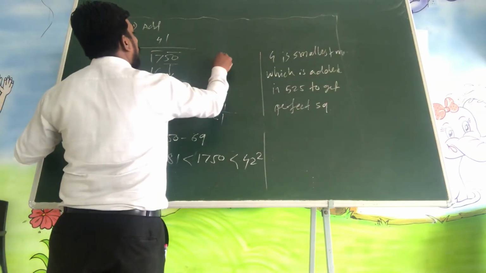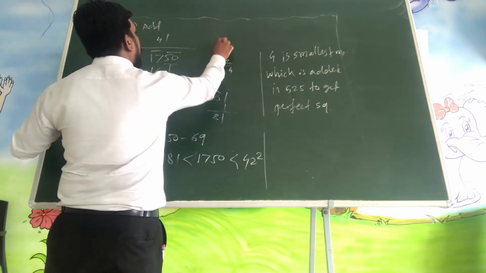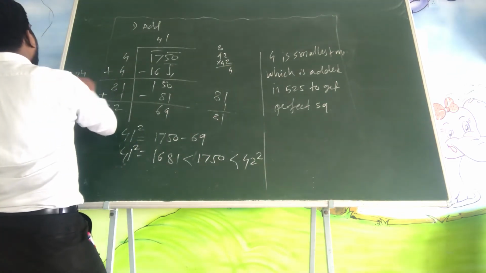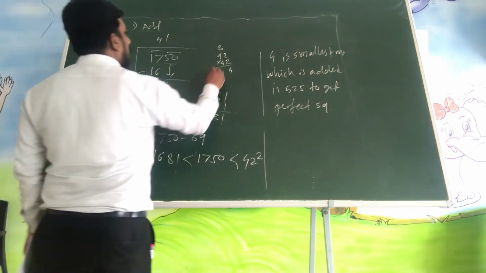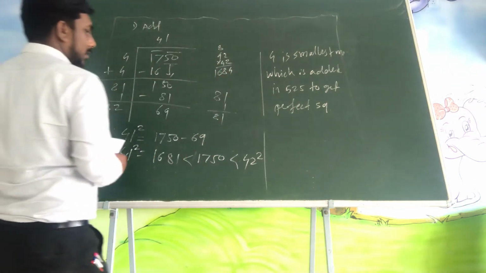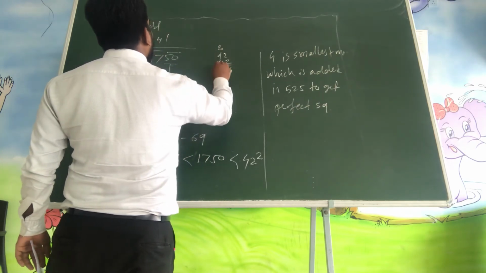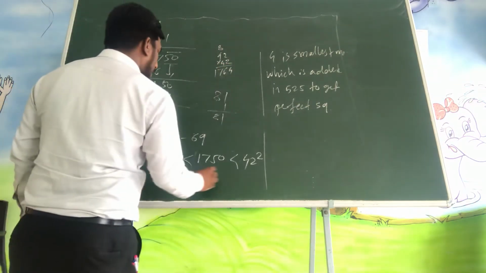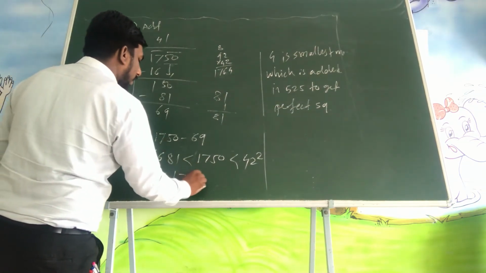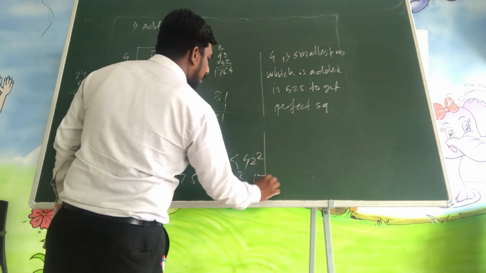So 42 square, how much? 42 into 42. 42 2s are 84. Carry 8. 42 4s are 168, plus 8, 176. So here 41 square is less than 1750, and less than 42 square, which is equal to 1764.